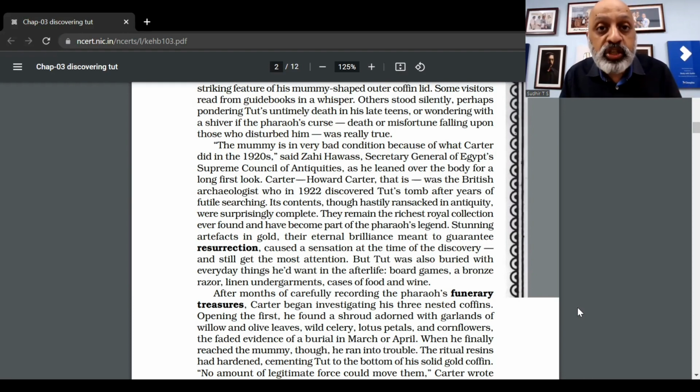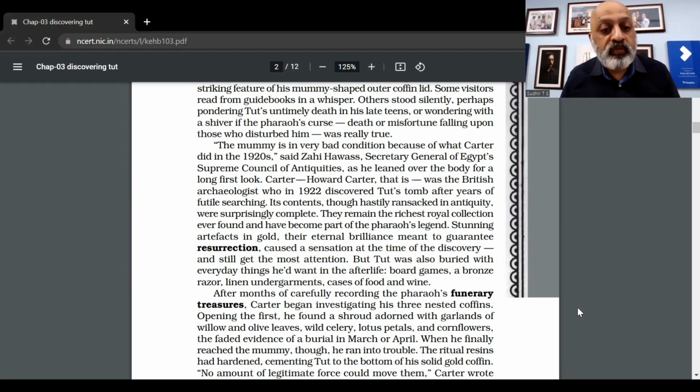They remain the richest royal collection ever found and have become part of the pharaoh's legend. कहानियां जो बनती हैं, legend जो बनते हैं, right? Stunning artifacts, यानी कि सोने के, lot of ornaments, and very old ornaments, obviously very precious. In gold, their eternal brilliance meant to guarantee resurrection. Resurrection is restoration to life. That is what I said. The Egyptians believed in life after death. Caused a sensation at the time of the discovery and still get the most attention.